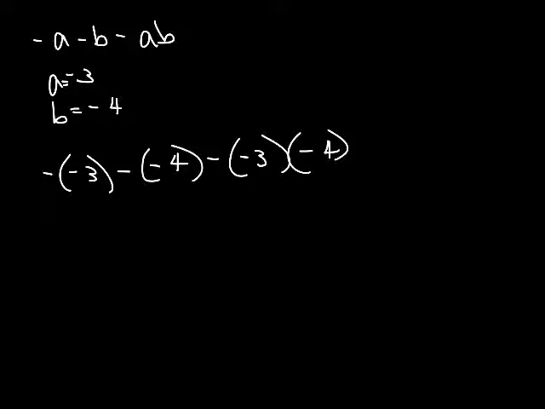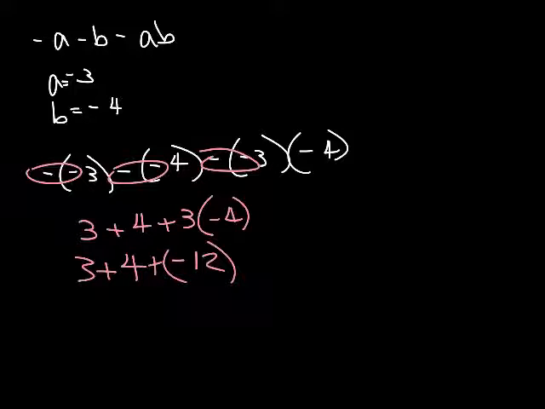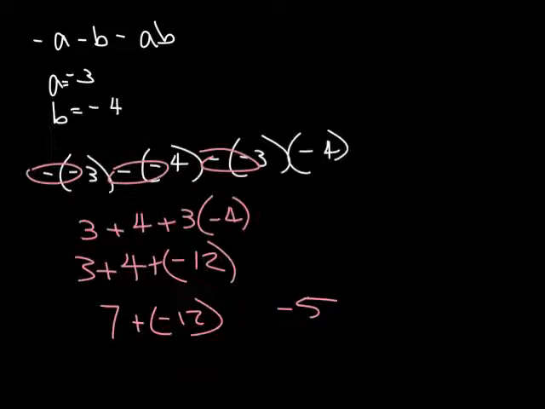Okay, there we go. Two negatives give us a positive. Two negatives give us a positive. And then this is times negative 4. So we do our multiplication first, so we go clear to the end here, and we have plus negative 12. So 3 plus 4 is 7, plus negative 12. Signs are different. We take the difference between the two, put the sign of the largest number on our answer, and we're done.